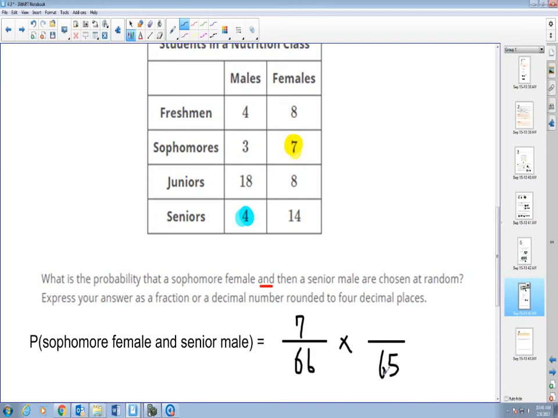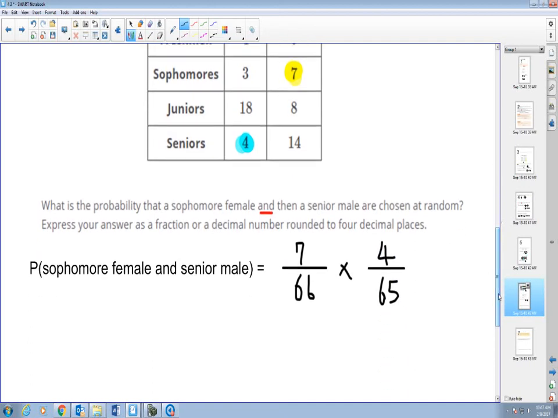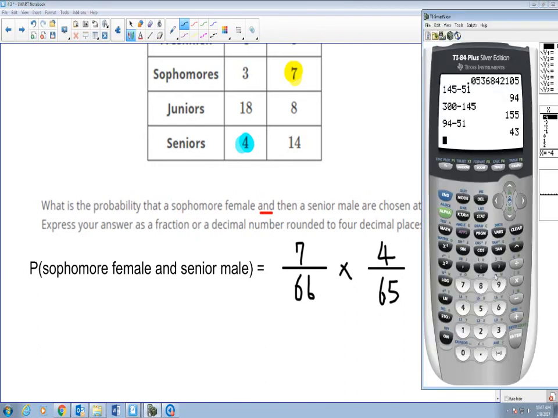It's a conditional, even though the two events are kind of independent from each other, the second person I pick still depends on the first event. But this time I will still have four senior males to choose from, but it's only out of the 65 students that are left in the class. Okay, kind of strange when we mix up these wordings together. It does get a little bit strange. Gotta think about the scenario, what's going on. So, 0.0065.